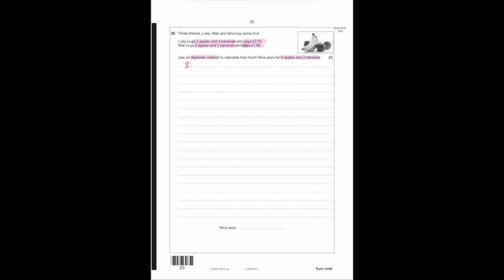So for Luca's purchase, we're going to do 3a plus 4b equals £2.70. And for Marley's, we're going to do 2a plus 3b equals £1.95. So I have equation 1 and equation 2 here.